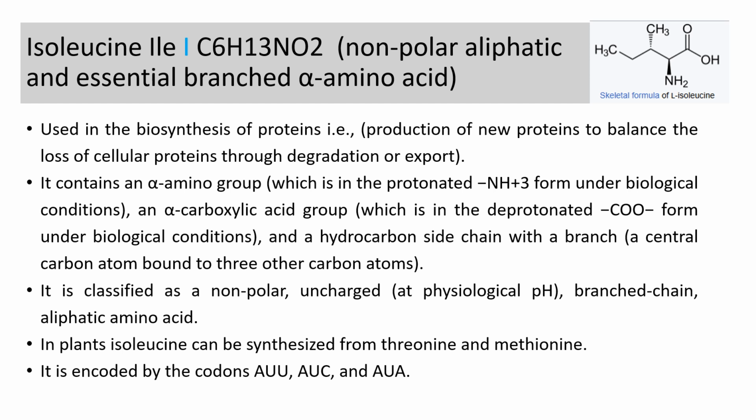In plants, isoleucine can be synthesized from threonine and methionine. It is essential, right? It can be obtained from different plant products and animal products, so our body cannot produce it on its own. We have to consume something to receive it. It is encoded by codons AUU, AUC, and AUA. All right, this is something that you will have to memorize. Either you can make a mnemonic or you just look at it and memorize it. So it is AUU, AUC, and AUA.